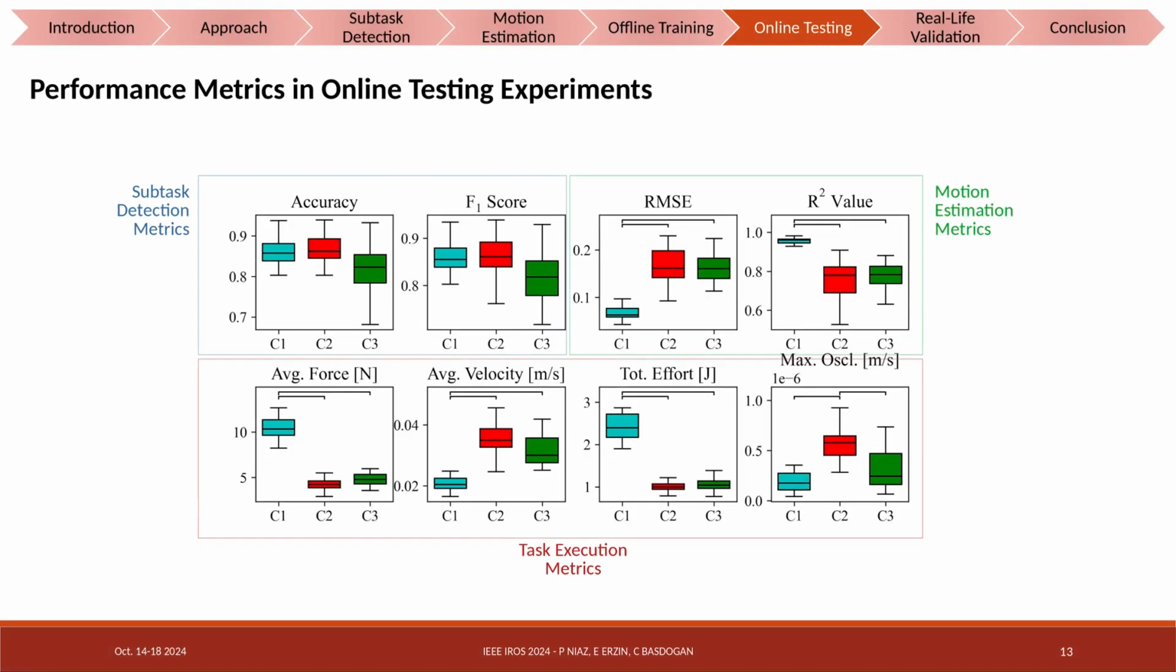As seen in the task execution metrics reported here, average force, average velocity, and total human effort were significantly better during driving under adaptive controllers C2 and C3 compared to the fixed controller C1. Furthermore, oscillation amplitudes at contact were much smaller under C3, which used both subtask detection and motion estimation, compared to C2, which only used subtask detection.